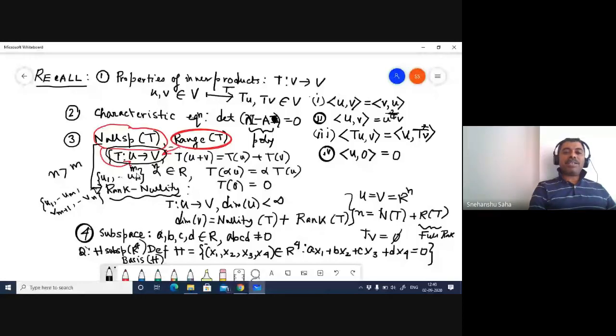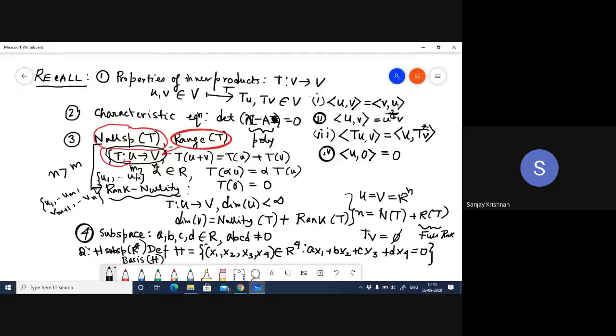Now, I need to ensure two things. One is that this particular set spans the vector space V, and this particular set is also linearly independent. If I'm able to satisfy both of these conditions, then the answer is yes, I will be able to extend the basis from U to a basis in V.